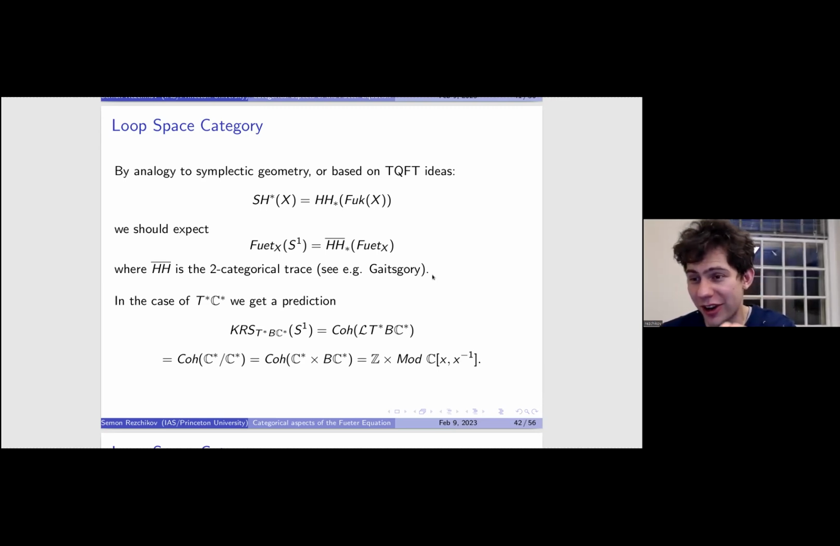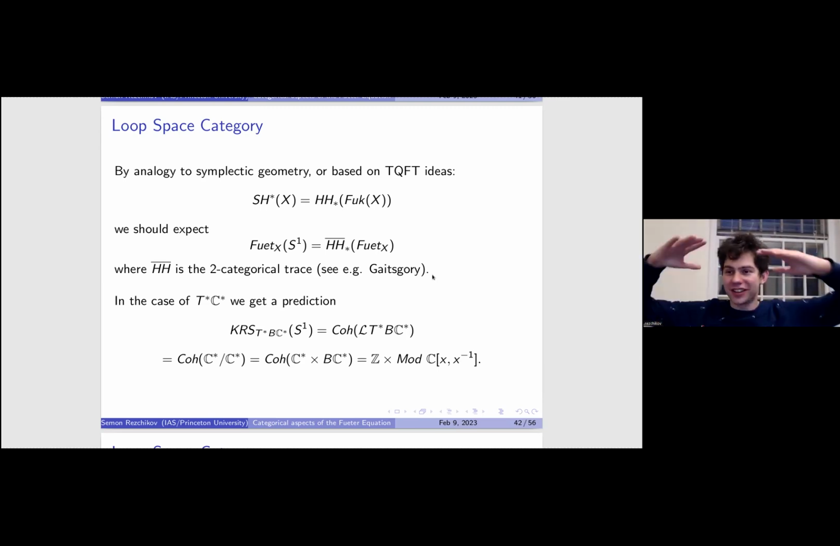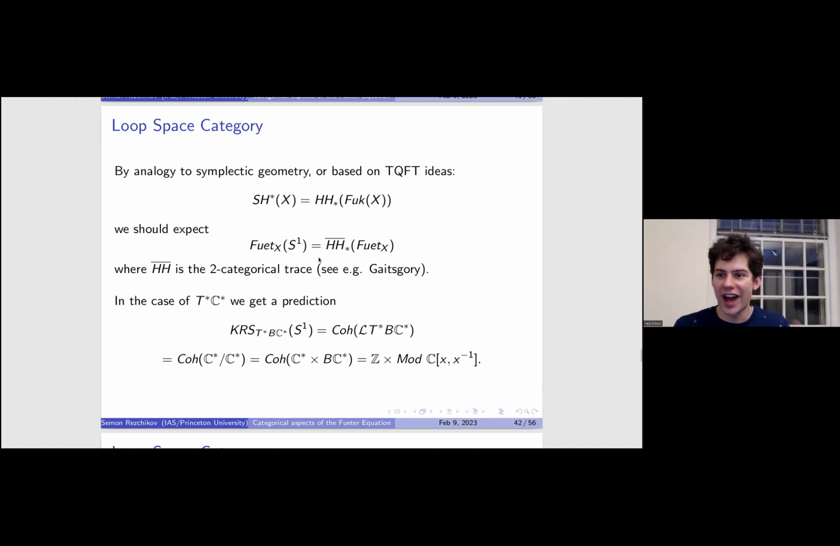The references are in my paper with Alex. I explain where to look for this. But this is a two categorical trace. It's basically the endomorphisms of this two category inside the two category of two categories. That's a one category. That's a completely different thing from taking Hochschild homology of each category. So it's the latter. Okay, so it's that kind of version of Hochschild homology.